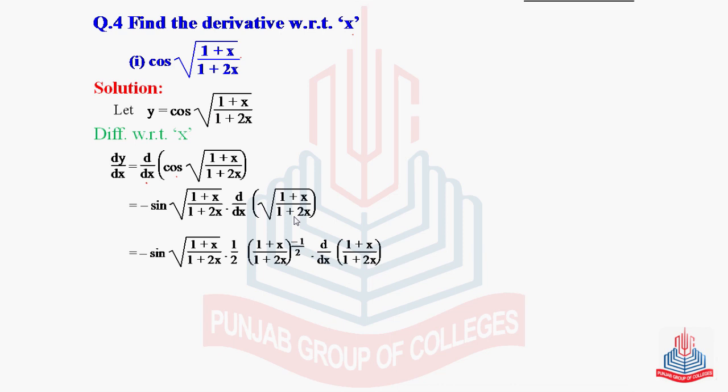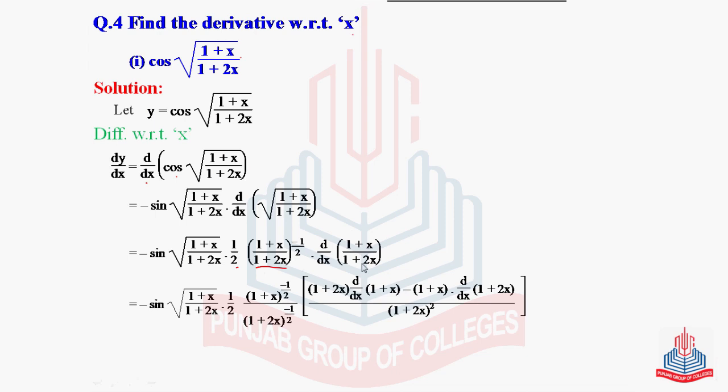So applying differentiation by applying power rule, we have 1 by 2 as a whole power, that is 1 by 2, and this function 1 plus x over 1 plus 2x to the power 1 by 2 minus 1, which will become minus 1 by 2, and then derivative will apply on this inner function, that is d by dx of 1 plus x over 1 plus 2x. And now this minus sign or this angle will be as it is, 1 by 2. 1 plus x will have power minus 1 by 2, and this 1 plus 2x also contains a power minus 1 by 2.